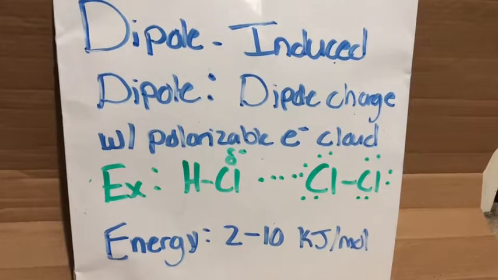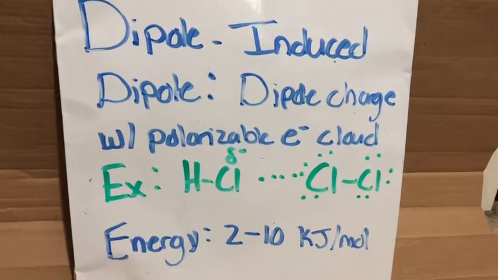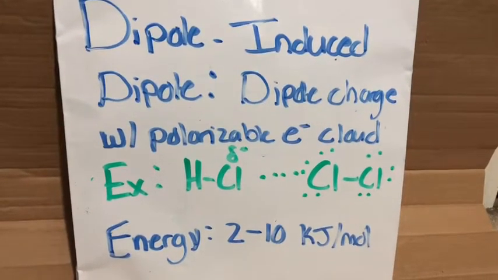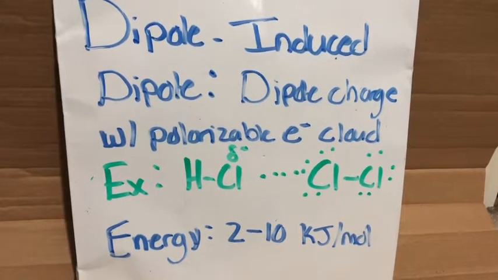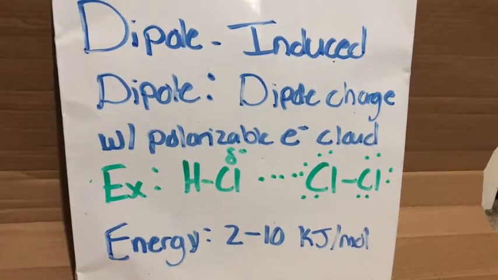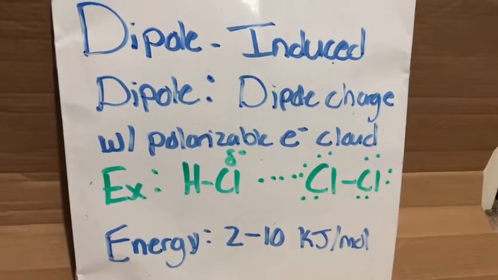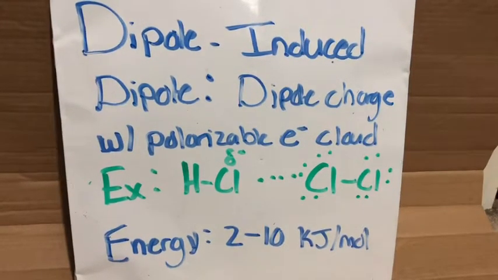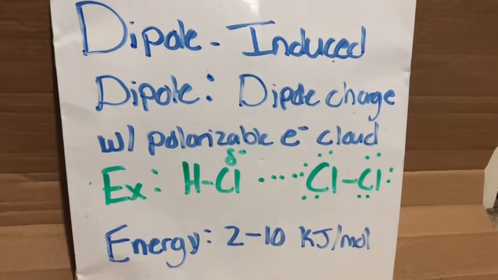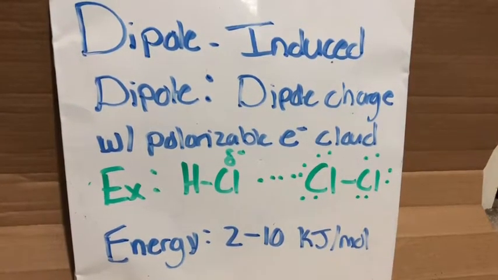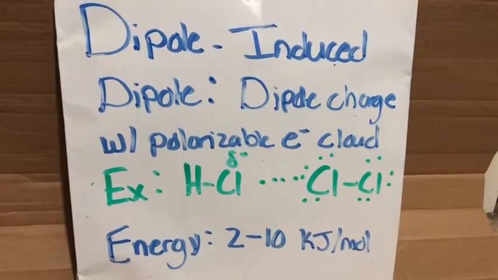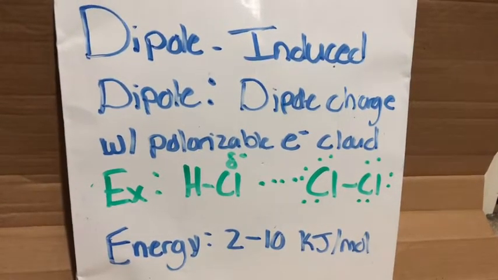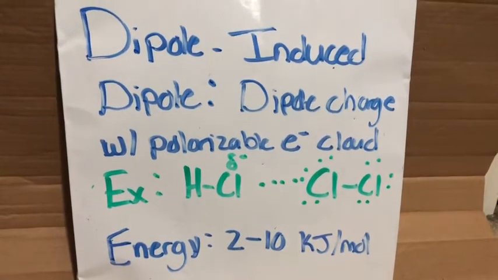Dipole-induced dipole is characterized by a dipole charge interacting with a molecule with a polarizable electron cloud. For example, in hydrogen chloride, the partial negative charge on the chlorine interacts with the diatomic chlorine and pulls electrons towards it, therefore inducing a dipole. The energy associated with this ranges from 2 to 10 kilojoules per mole.